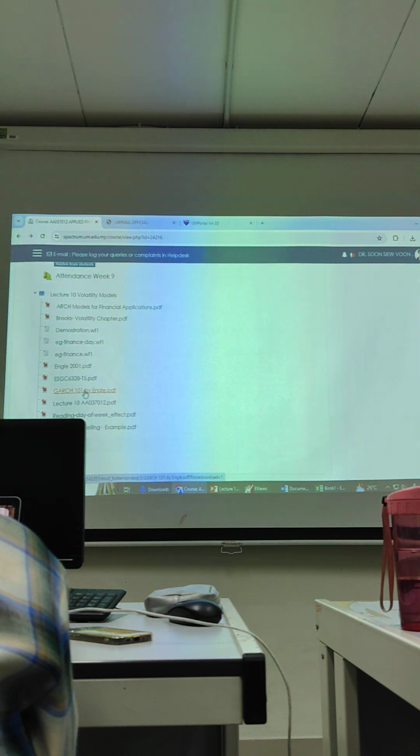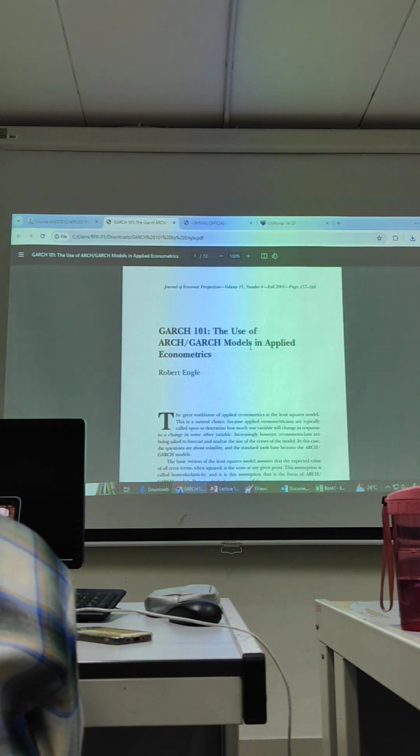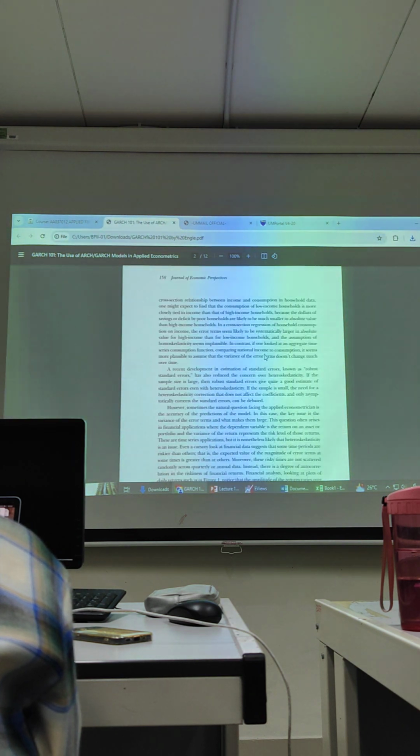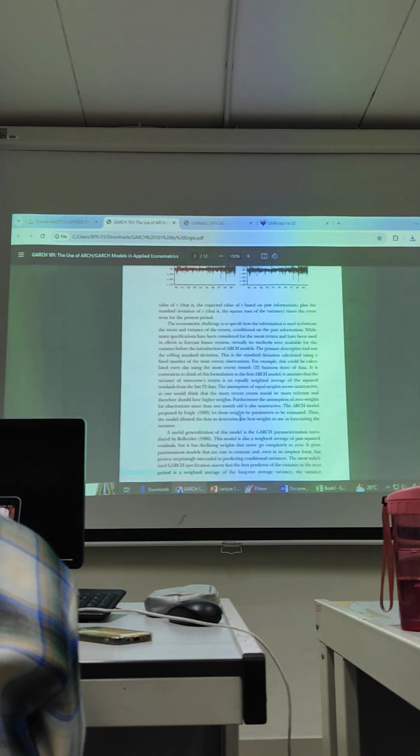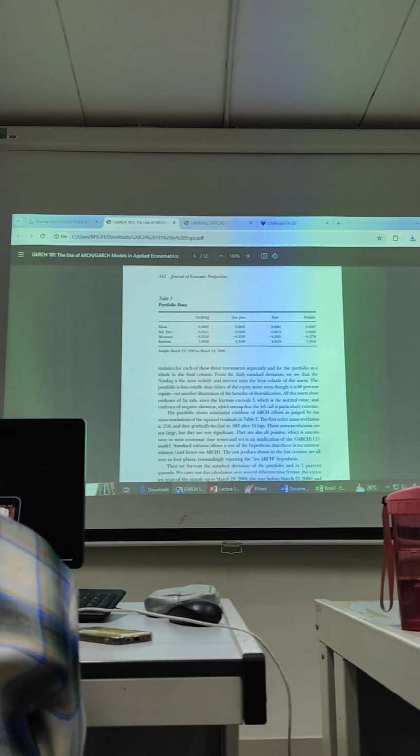And also by Engle, right? GARCH 101 by Engle. You can click on this one. So you can see how you can apply the ARCH and GARCH model in applied econometrics. It will show you the Dow Jones, the rate, and then the portfolio. Then see how they report the result.